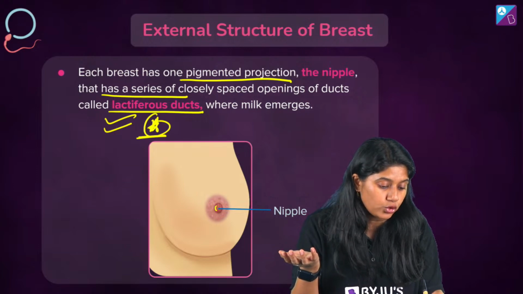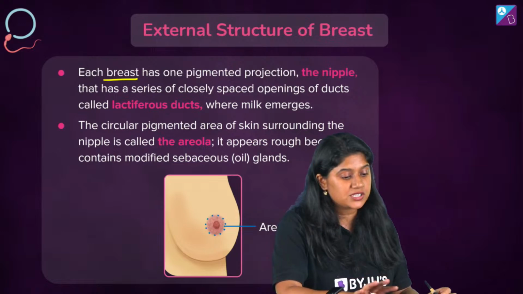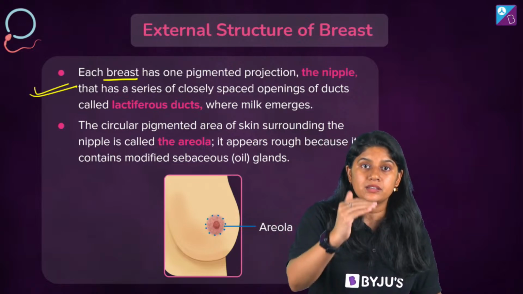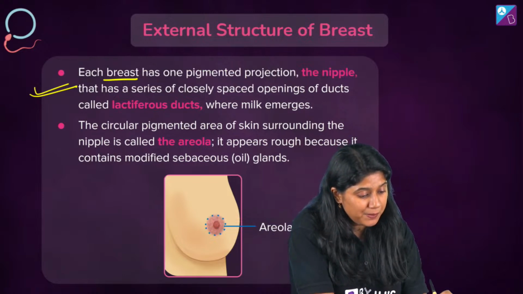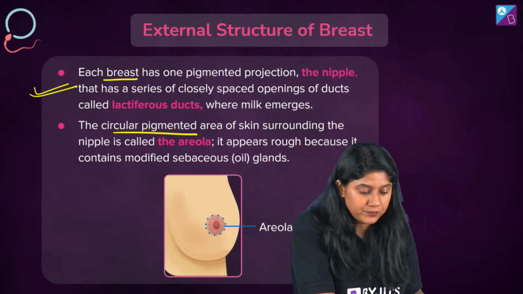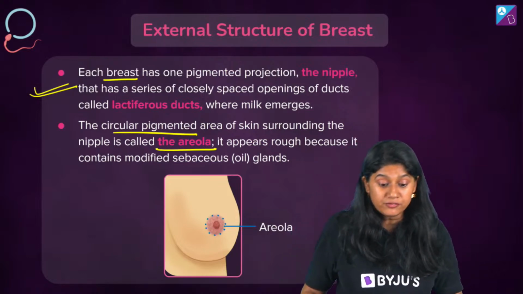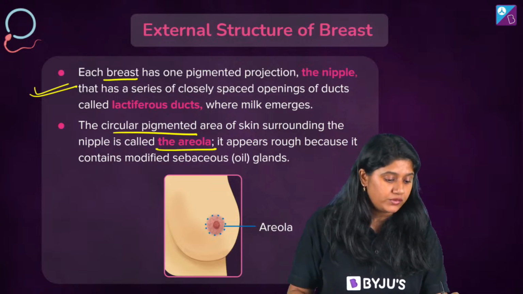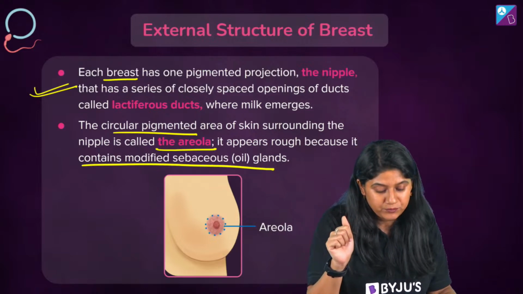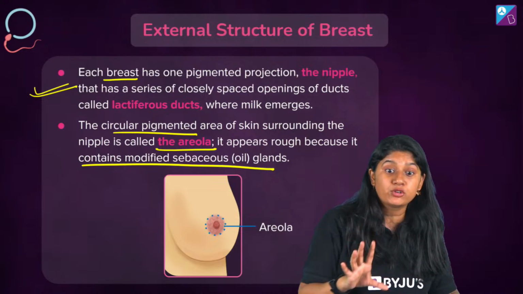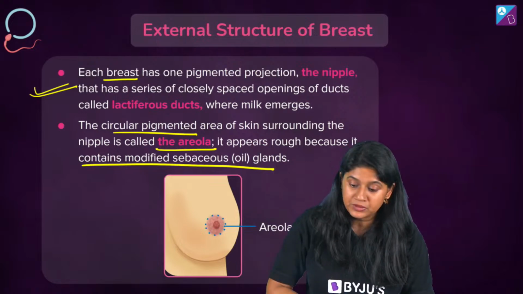Right? Do take a note of this. Moving further, each breast, of course, this is the part we have covered, right? And the next part, which is very close to the nipple, is the pigmented, circular part. This part is called the areola, right? And of course it appears rough because of the modified sebaceous glands. The oil glands are present over there. So that's important information, everyone. We have to remember it. Clear? Now let's move ahead.